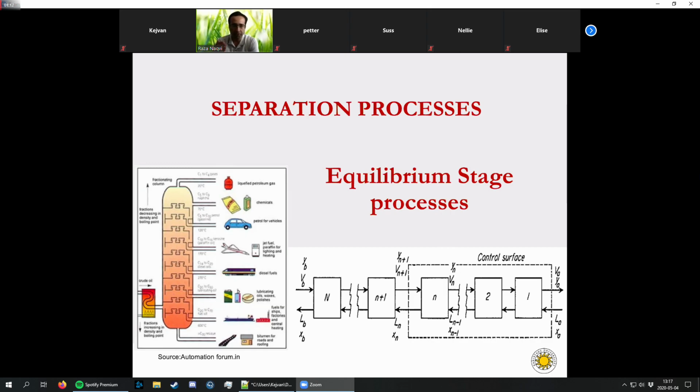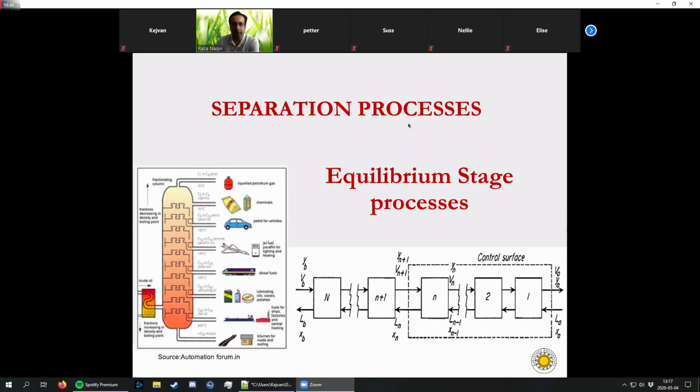You might have seen stages in gas absorption. You might have seen stages in the leaching process. Tomorrow we are going to discuss distillation, which is also a stage process. So it's very important for you to understand what we mean by equilibrium stage processes and what we mean by cascade processes, right? So I will go very briefly over equilibrium stage processes.